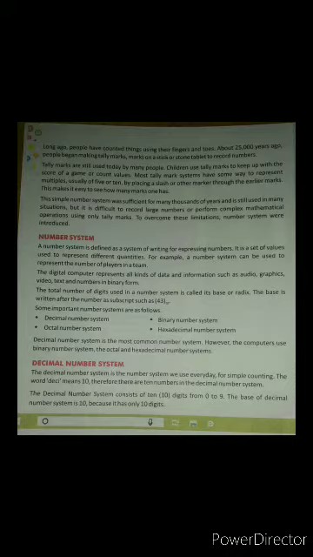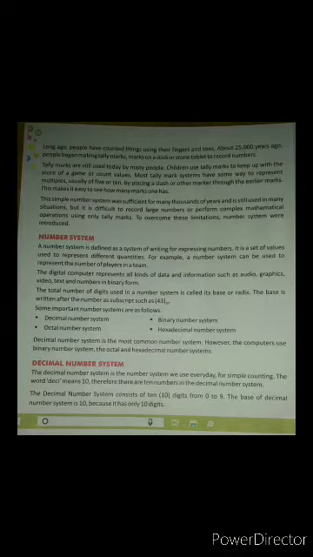The base means once we count the place value, that is units, tens, hundreds, thousands. So we are counting in powers of 10 only. Okay, the base 10 to the power 0, 1, 2, 3.